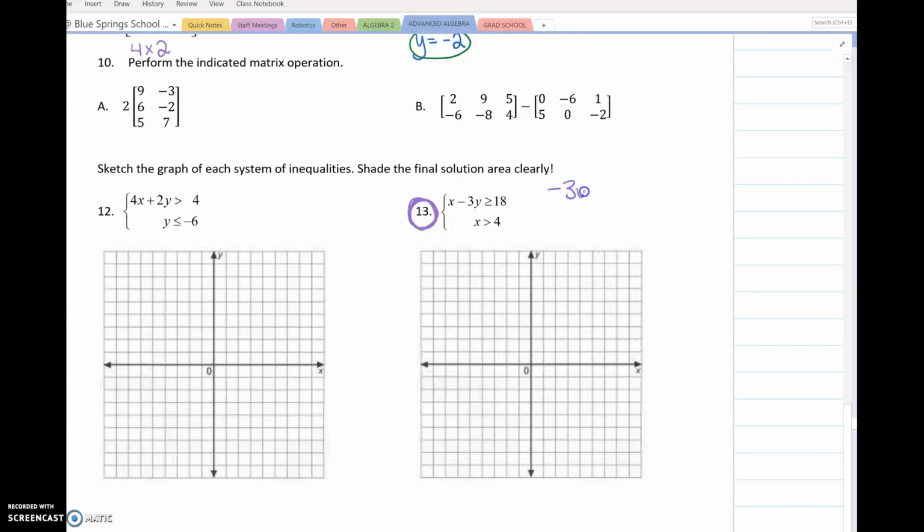Remember, when you divide by a negative, what happens with your sign? It flips. That would make this positive 1/3 x minus 6. Only when you divide by a negative. When you multiply or divide by a negative, that sign flips. So keep that in mind on number 13. Make sure you practice your shading on those problems as well.